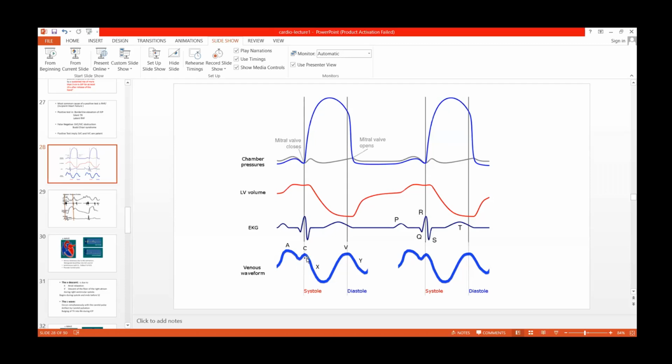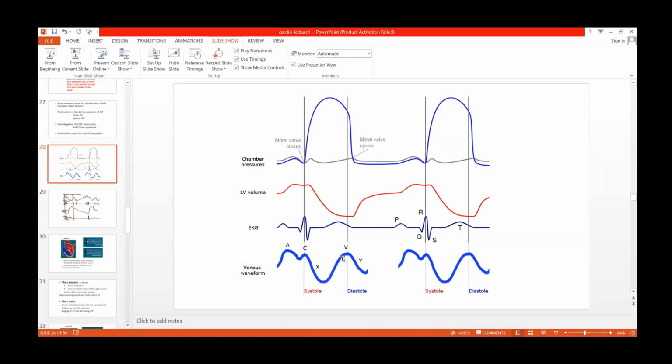Followed by C wave. C wave is mainly due to left ventricular contraction. Left ventricular contraction will lead to bulging of the tricuspid valve from RV to RA, and this will produce the C wave. Followed by X dash, which is produced when the ejection phase begins. This ejection phase will decrease the pressure in RV, and this will produce the X dash descent.